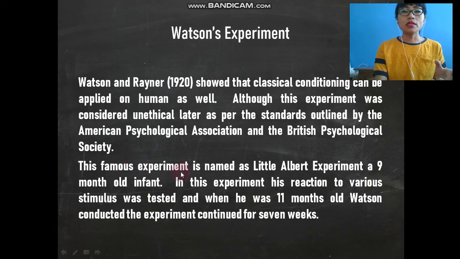This experiment is also named the Little Albert experiment. Albert was 9 months old when he was approached for this experiment by Watson, but when the experiment started, he was already 11 months old. And this experiment continued for 7 weeks, okay, 7 hours in a day and 7 weeks in a row.